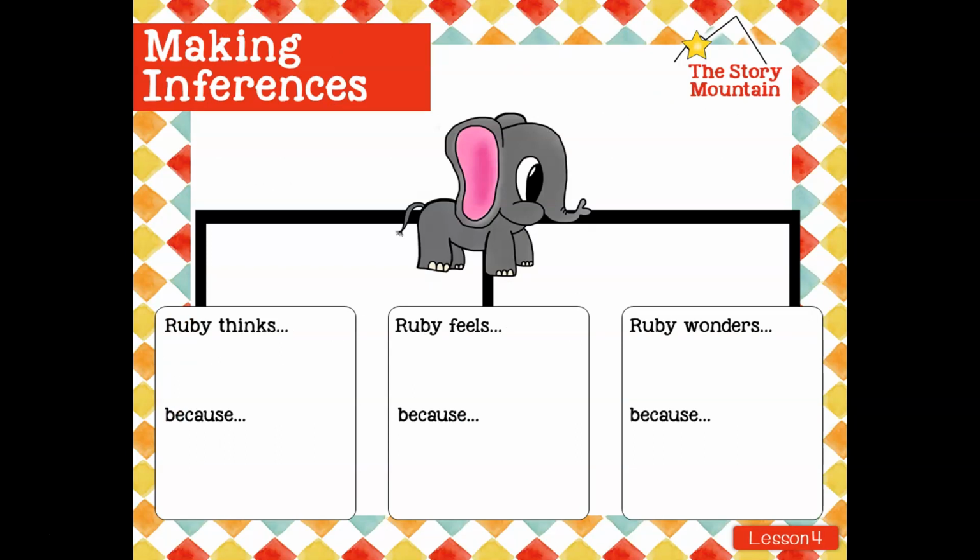All right, so as we read the next couple chapters, we're going to be inferring how Ruby thinks, how she feels, and what she wonders. And we have to back that up with evidence. So that means we have to look in our text and find things there that prove why we're thinking this, that lead us to why we're thinking that.